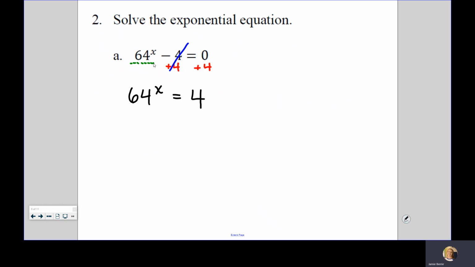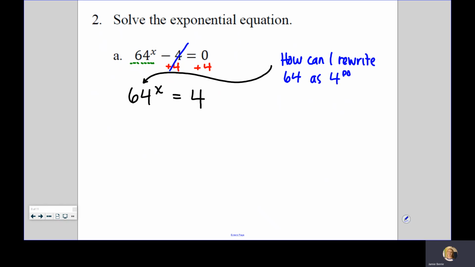All right, so when you have whole numbers like this, you want to look at the bigger base, and you're going to ask yourself in your head, how can I rewrite 64 as 4 to some power? Because that's the base on the other side, which is 4. So you're trying to make them have the same base.